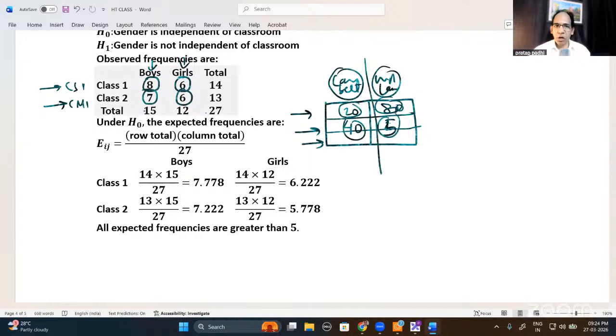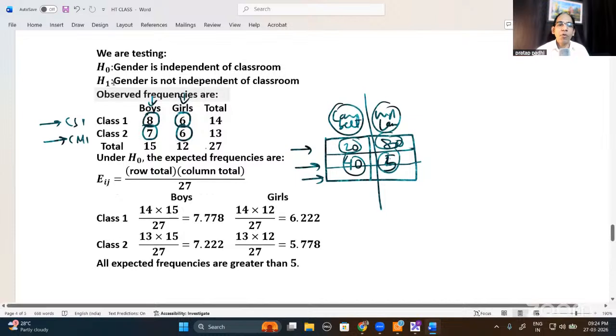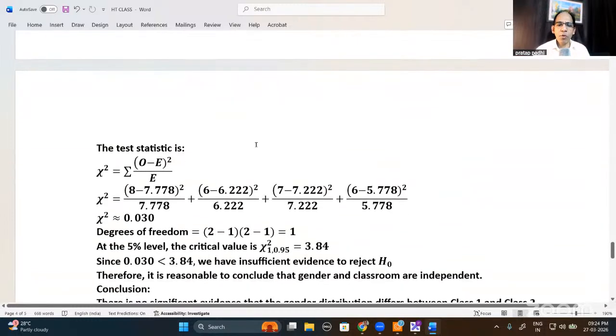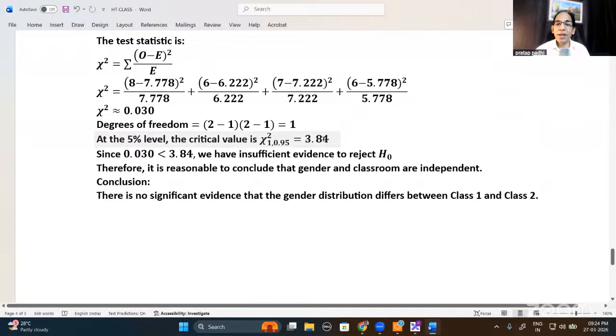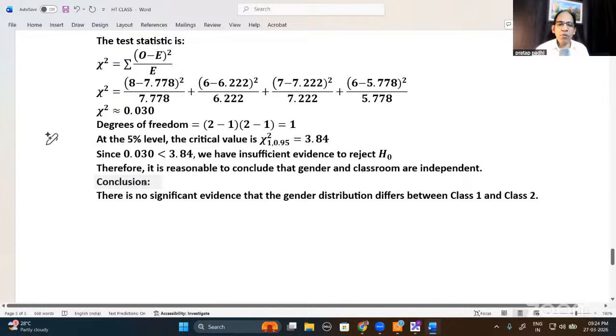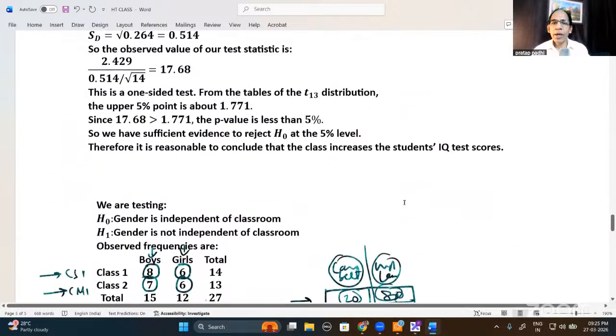You are doing this in a contingency table. You are checking whether there is a link or not, whether they're dependent or not. If you go through H0 and H1, you will be able to know formally: gender is independent of classroom, versus gender is not independent of classroom. So you find this one, then you find the total, whatever way you do. Finally, you decide whether this is significant or not, because when they are close, the number should be very low. How can you know it's very low or not? There is a standard. In the table it's given, then you decide. So what is our conclusion? There is no significant evidence that the gender distribution differs. That's what you are doing here.